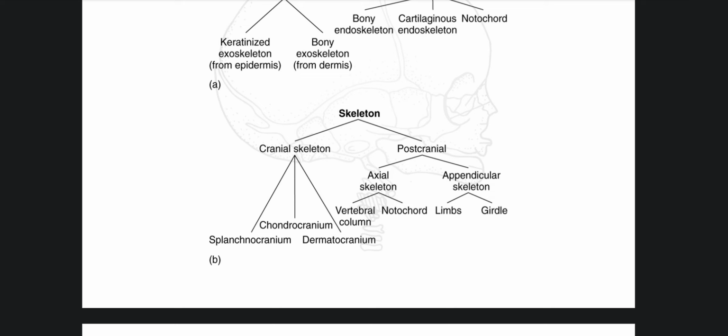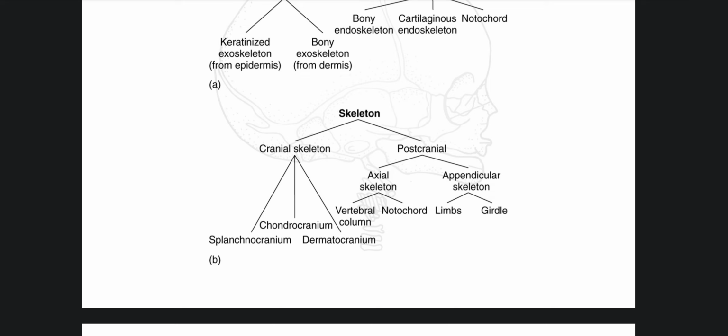On the other side, the postcranial skeleton is also there, which we know from their bony structures like the axial skeleton and appendicular skeleton. The upper portion of the body is made up of the axial skeleton, the lower portion of the body is made up of the appendicular skeleton. In the axial skeleton, the vertebral column is there, the notochord is there, even the skull region. Skull bones are also included in the axial skeleton. The thoracic cage is also included in the axial skeleton.